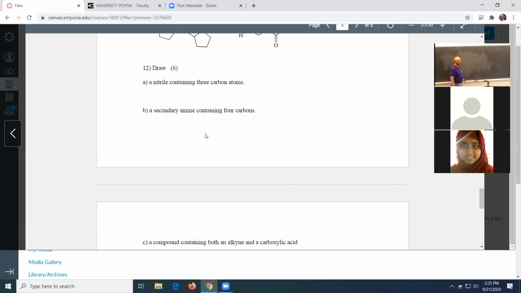So we didn't have to put the entire molecule structure as our answer. We could have just put like that. Yeah, you could do a line angle formula.